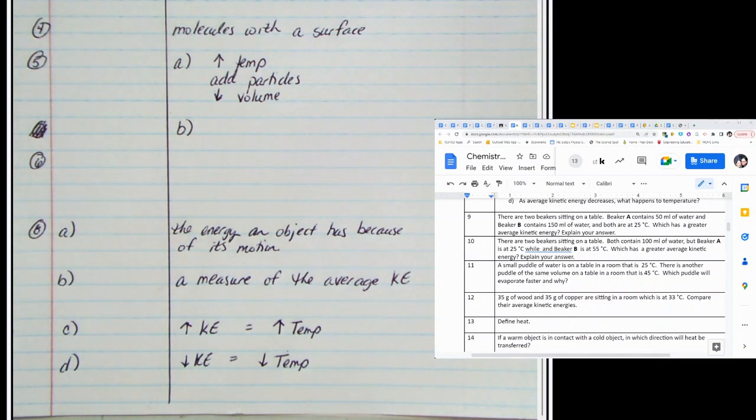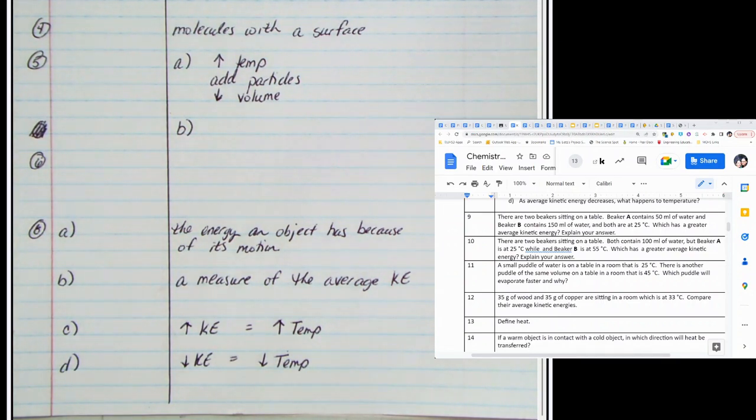All right, number 10. There are two beakers sitting on a table. Both contain 100 milliliters of water, so they have the same amount of liquid. But Beaker A is at 25 degrees Celsius, while Beaker B is at 55 degrees Celsius. Remember, we are given temperatures. Temperature is a measure of average kinetic energy. So which has a greater average kinetic energy? Beaker B, because it has a greater temperature, and temperature is a measure of the average kinetic energy.